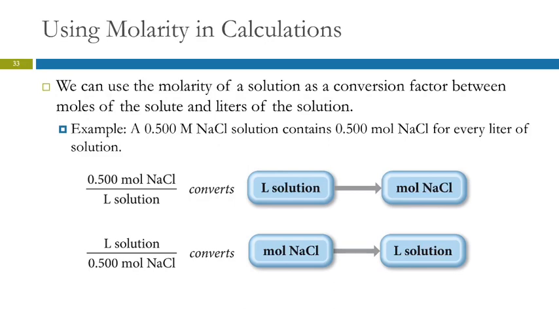So if we have a 0.5 molar sodium chloride solution, that means there's 0.500 moles of sodium chloride per liter of solution. So we can use this to convert from liters of solution to moles. Or we can turn it upside down, like other conversion factors, and use it to convert moles of sodium chloride to liters of solution. So if we know one, we can find the other using the molarity.